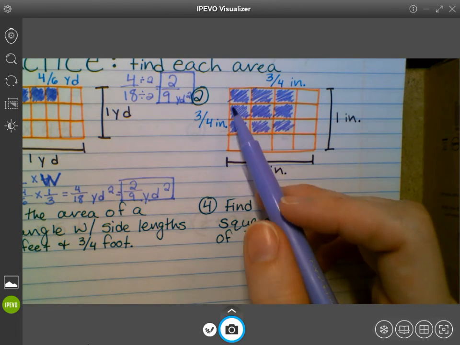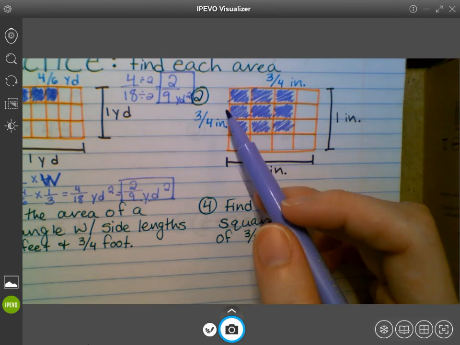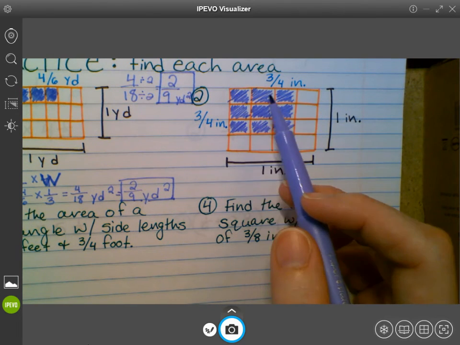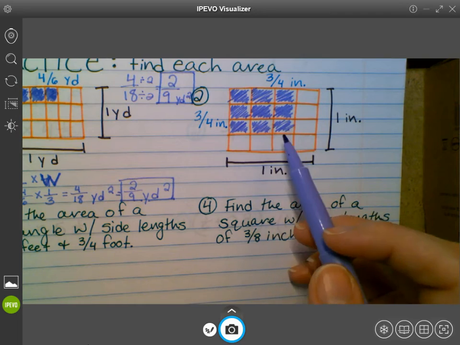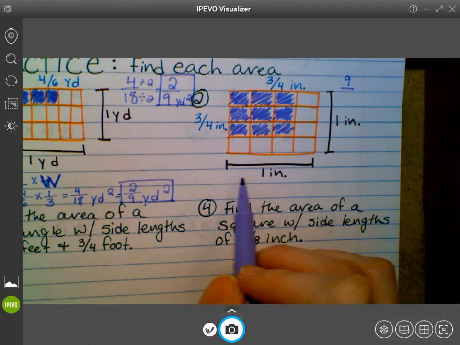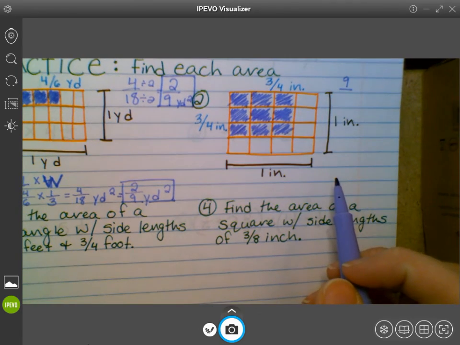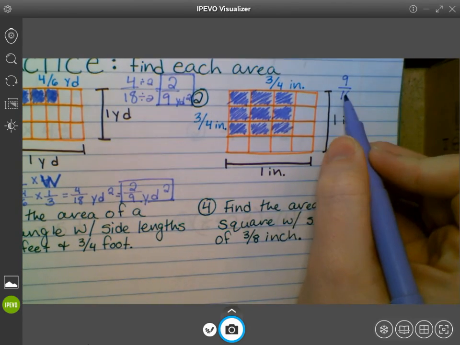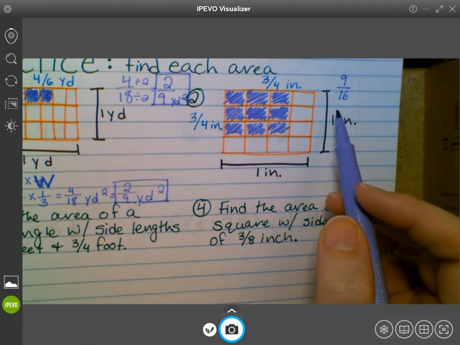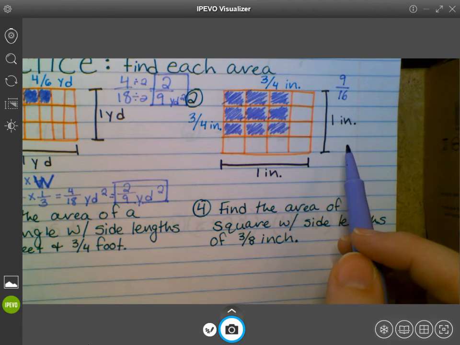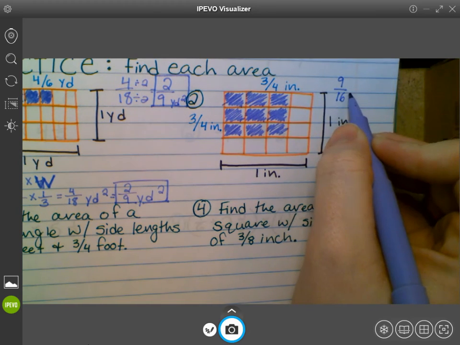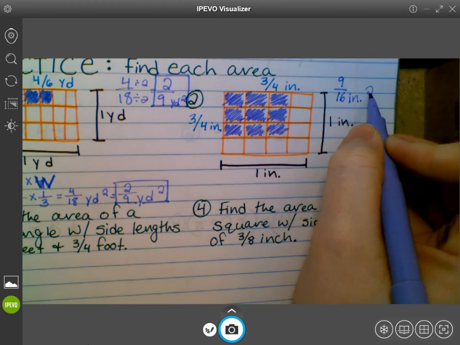So now here, does this look more like the area of a square or a rectangle? Yes. So then I count how many I colored in. 1, 2, 3, 4, 5, 6, 7, 8, 9. Out of how many boxes total here, 5th grade? 16. Now, can I simplify 9/16? No, I cannot. What is our unit? Inches squared. Awesome.